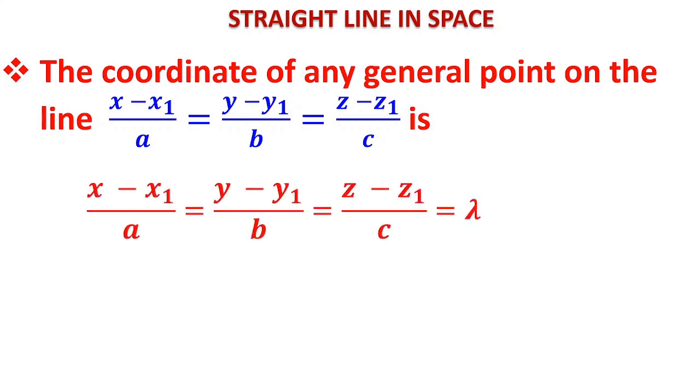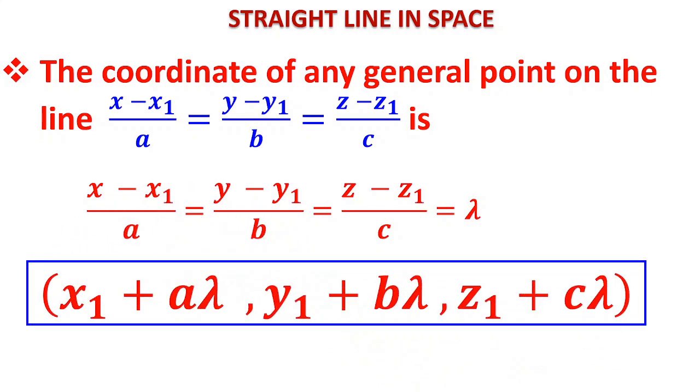Equate it to lambda, because this is in symmetric form. Simply take x minus x1 by a is equal to lambda, and get the value of x. y minus y1 by b is equal to lambda, get the value of y. z minus z1 by c is equal to lambda, get the value of z. Now you will get the x coordinate x1 plus a lambda, the y coordinate y1 plus b lambda, and z1 plus c lambda. Here, what is the advantage? We know x1, a, y1, b, z1, c.